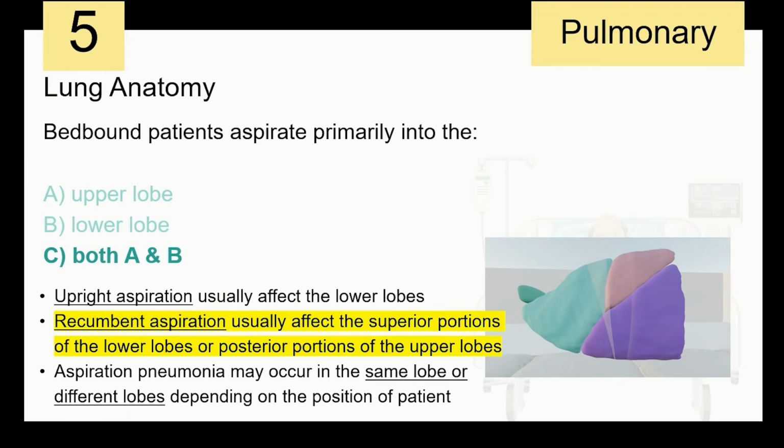Here we have the 3 lobes. This image, by the way, I created to make this easier to visualize. We see the upper lobe and the lower lobe. So if a person is lying down, they're in the recumbent position, then the food will affect both the upper and lower lobes, as we can see over here.